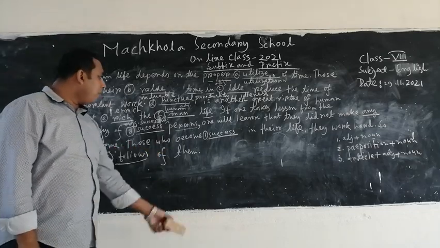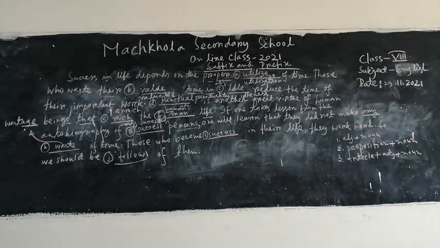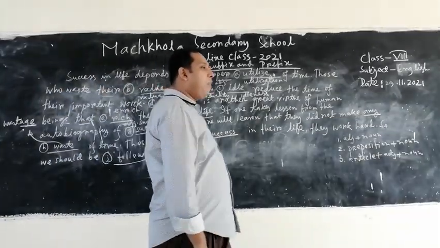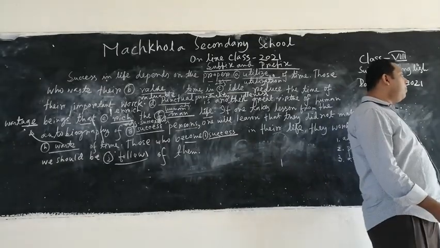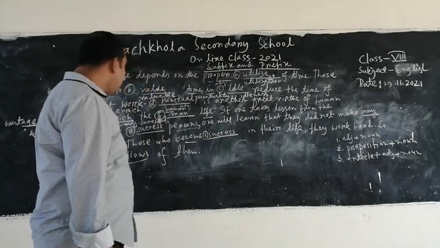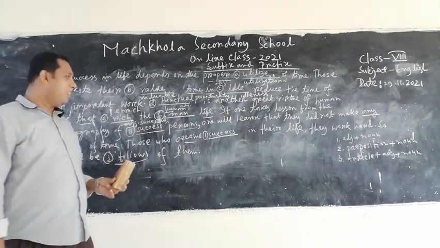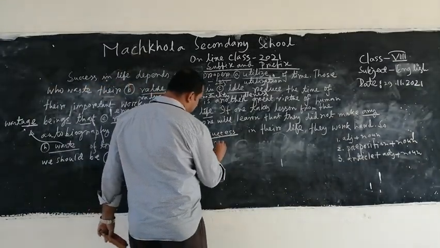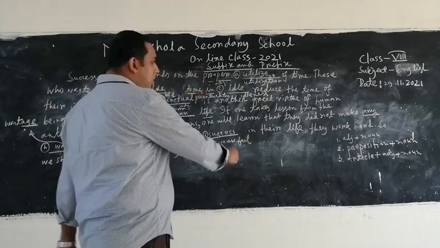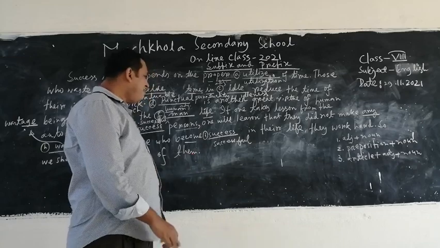Wastage of time. Those who become dash in their life, they work hard. Become is a type of verb after which we use an adjective. So what is the adjective form of success? Successful. Very nice, brilliant. Your IQ level is very good. So, be successful. Okay, very good. So we should be dash of them.